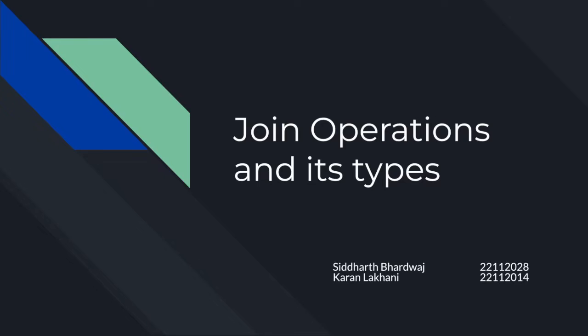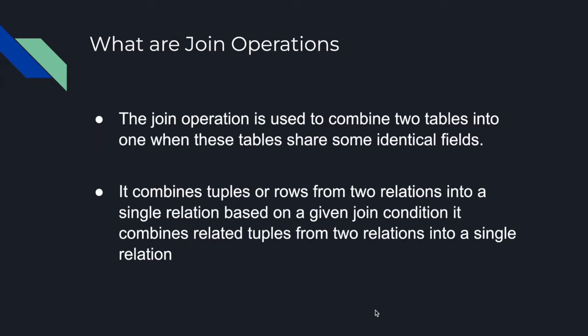Join operations and its types. So what are join operations? The join operation is used to combine two tables into one when these tables share some identical fields. It combines tuples or rows from two relations into a single relation based on a given join condition. It combines related tuples from two relations into a single relation.